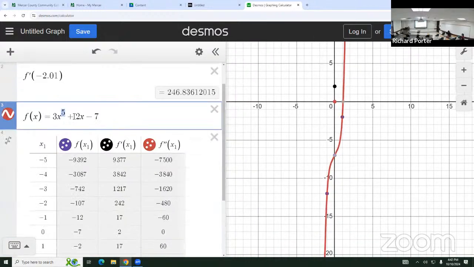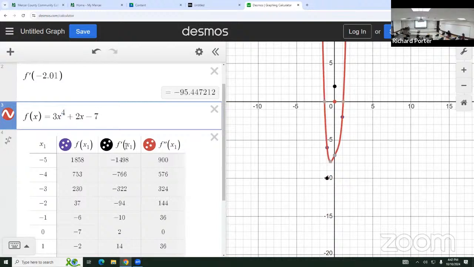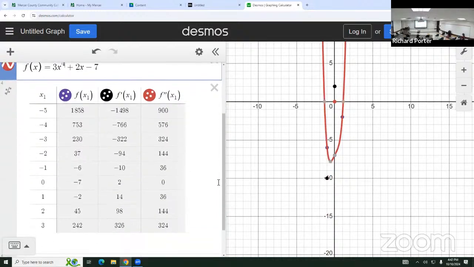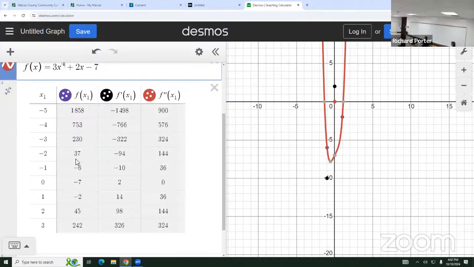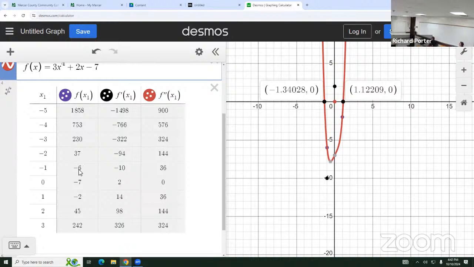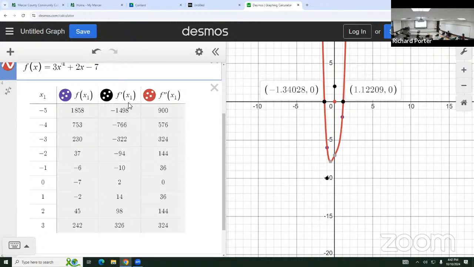Let's see if this were a fourth power. Okay, what do we see there? I see the 2 zeros, right? They're at negative 1.3. Like there, between the 37 and the negative 6, and between the negative 2 and the 45, there's another one. Are we good? Do you see a max or min here? Does the derivative change sign anywhere? Yeah, somewhere between negative 1 and 0. That would be that one right there.